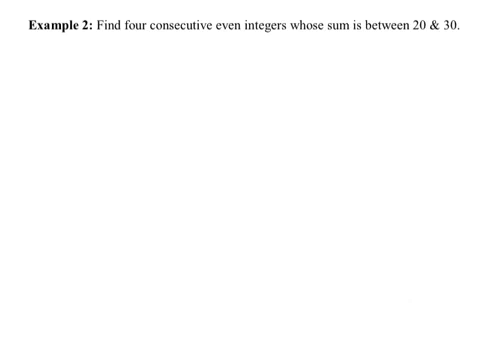Number two, find 4 consecutive even integers whose sum is between 20 and 30. So what are we looking for in this problem? 4 even consecutive integers. So what would our let statement be? Who can tell me what the let statement would be for this problem? Francis? Yeah, let x equal the first integer. First even integer.